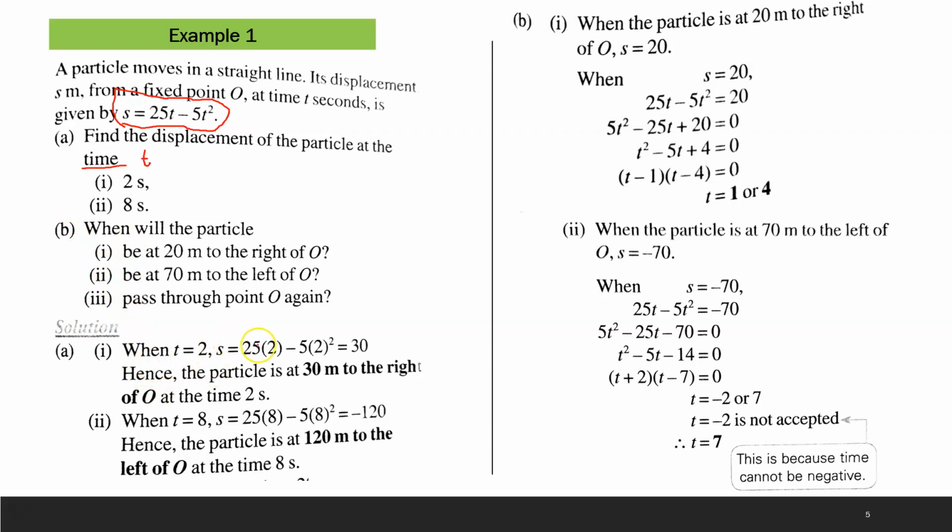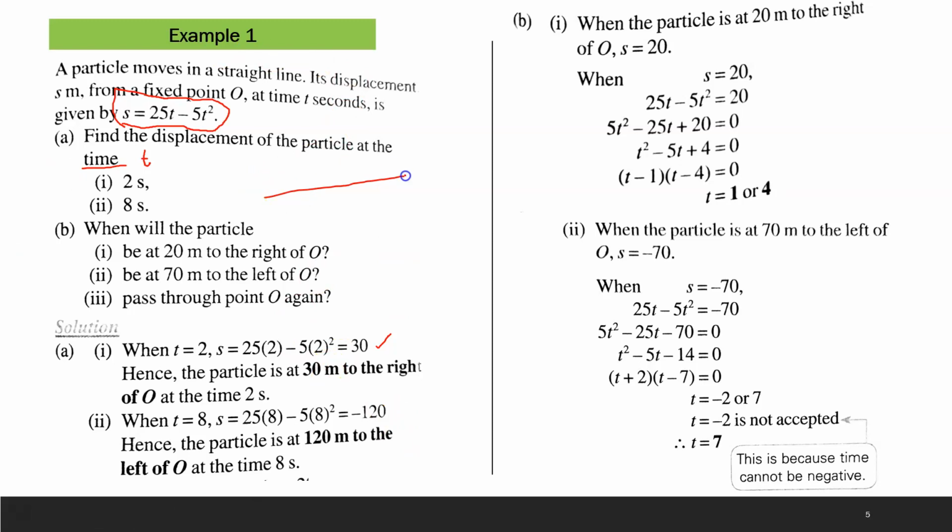When t equal to 2, so you just substitute the 2, t equal to 2 into the formula over here. 25 times 2 minus 5 times 2 square. So you get 30. So, previously I said that when you have positive number, means that the particle is moving towards the right hand side. Kan? Dia bergerak ke kanan kamu. Okay, so now you have 30 meter, yang mana jawapan dia adalah positif. So, kalau positif, meaning 30 meter, hence the particle is at 30 meter to the right of O at the time 2 second. Maksudnya pada waktu 2 saat, partikel tu sudah berada 30 meter ke kanan daripada titik O tadi.